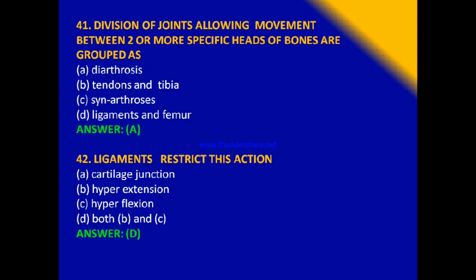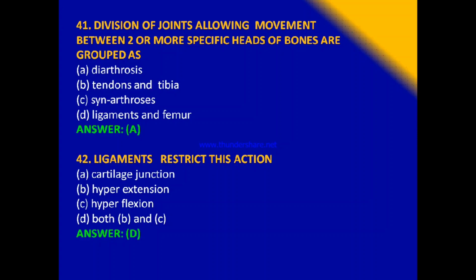So let's start from question 41. Division of joints allowing movement between two or more specific heads of bones are grouped as: tendons and tibia, diarthrosis, synarthrosis, or ligaments and femur. So division of joints allowing movement between two or more specific heads of bone are grouped as diarthrosis.